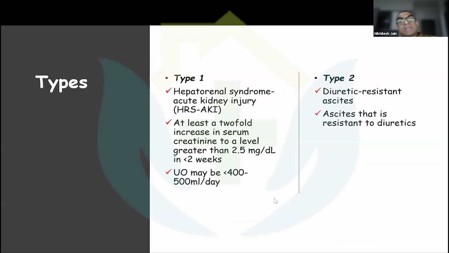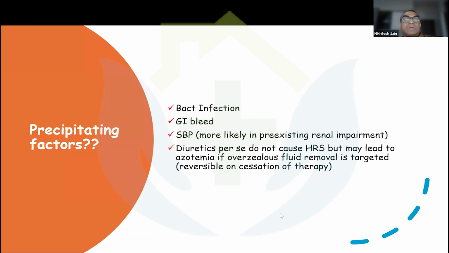So when it comes to defining the types, one is hepatorenal syndrome type 1, acute kidney injury, at least a twofold increase in serum creatinine to a level more than 2.5 milligram per deciliter in less than 2 weeks. Urinary output may be less than 400 to 500 ml per day. Type 2 would be a diuretic resistant ascites, and that is what mainly defines a type 2.